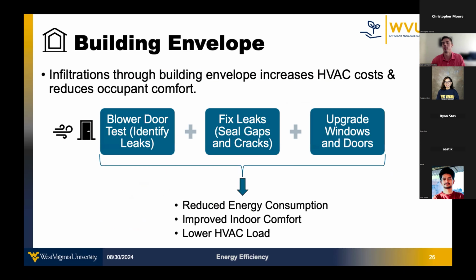Now, infiltration through the building envelope increases HVAC costs and reduces comfort. This leads to uncomfortable high and low temperatures inside a building. So let's talk about some strategies for optimizing the building envelope. To fix the building envelope, first we need to identify leaks. There's a test called the blower door test, which can be performed by using a fan to create pressure differences. This fan will reveal gaps that compromise energy efficiency.